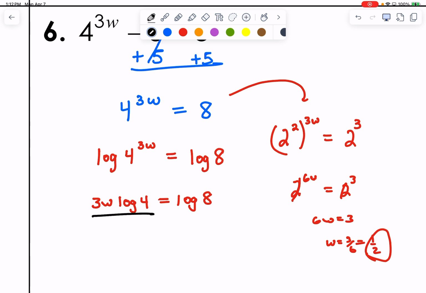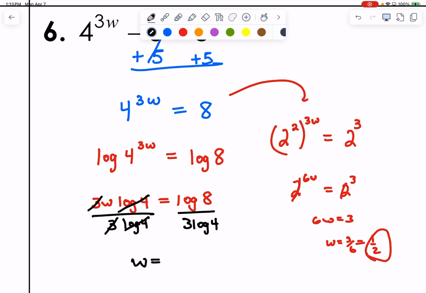You don't have to just divide by the log 4. What else can you divide by? Let's get rid of both of them at the same time. I know, it's crazy. Why separate it out into two steps? You're going to divide by log 4 and divide by 3. Might as well do it all at the same time, shouldn't we? So let's divide by 3 log 4. What happens to the 3's over here? What happens to log 4's? Do we have W by itself?